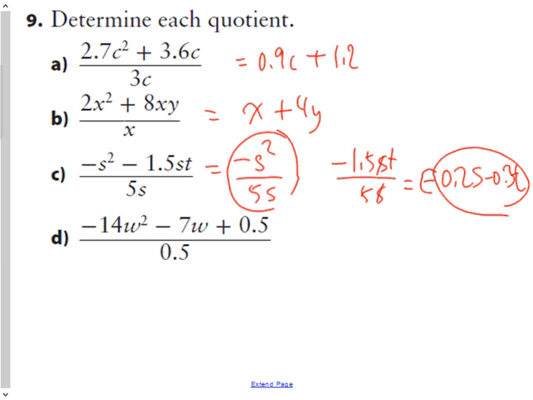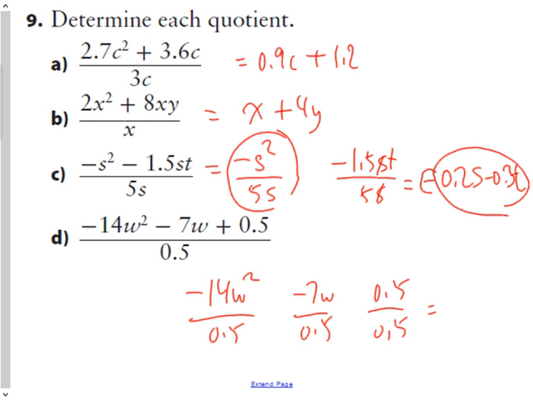And if I look at the last one, I'm going to write it out. Negative 14w squared over 0.5, negative 7w over 0.5, and finally 0.5 over 0.5. All right, first term, negative 14 divided by a half is going to be negative 28. W squared, there are no w's down here to cancel each other out, so the w squared stays. Negative 7 divided by 0.5 is negative 14. The w stays, and this becomes a positive 1. So my refined solution for D would be negative 28w squared minus 14w plus 1.